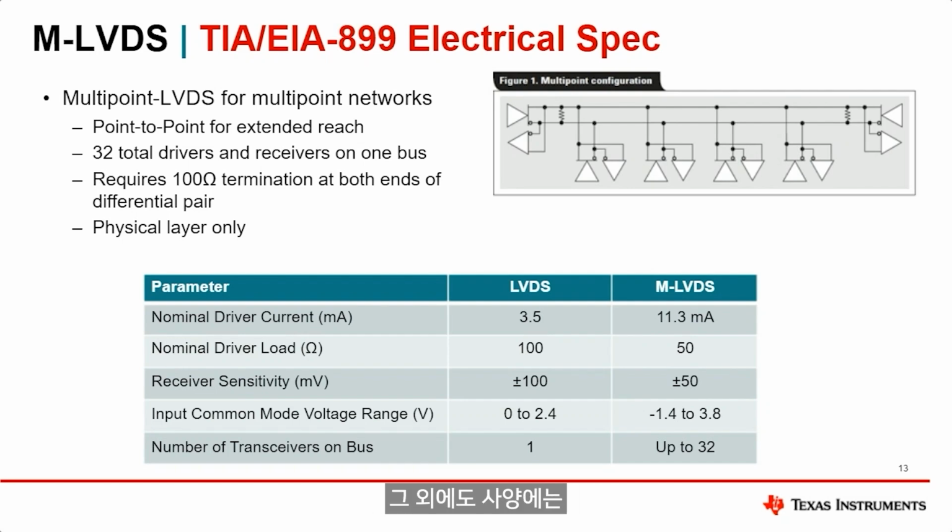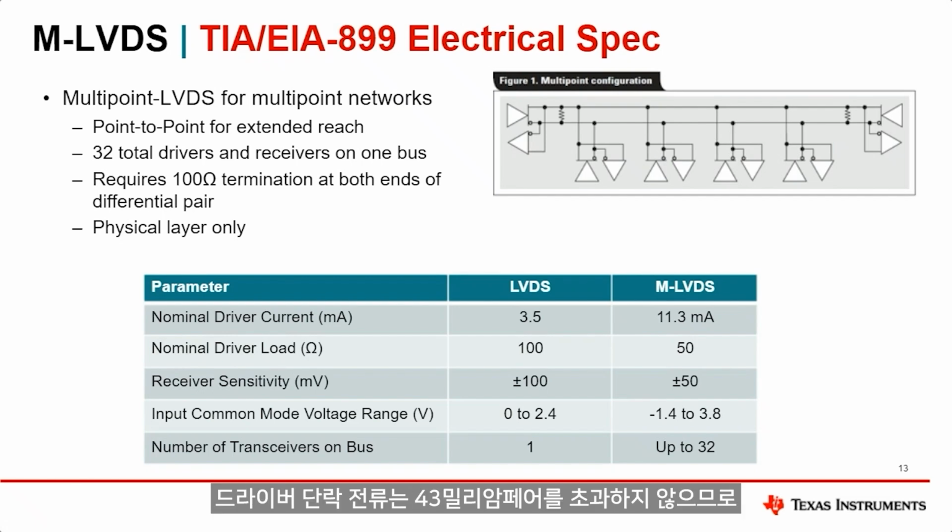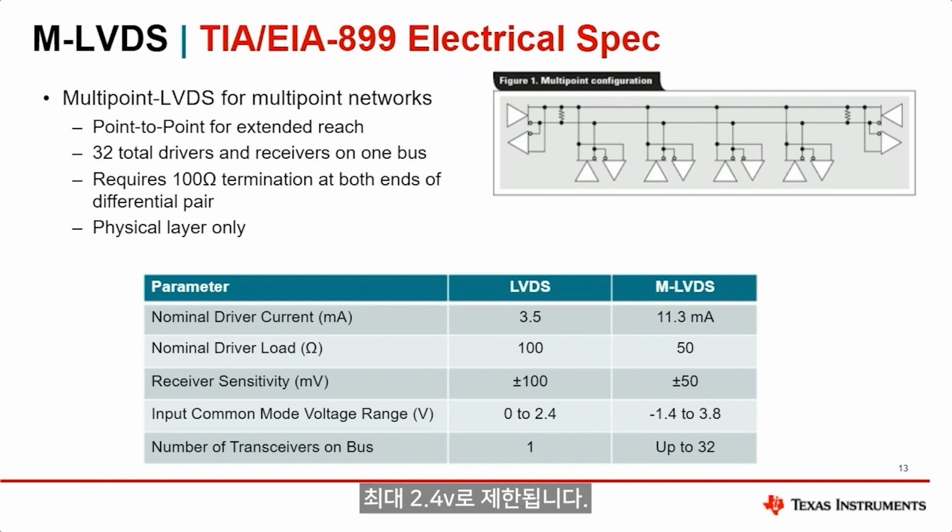In addition to that, the specification identifies the driver short circuit current. So the driver short circuit current won't exceed 43 milliamps. So that will limit your driver output voltage to a maximum of 2.4 volts, which is within the spec.